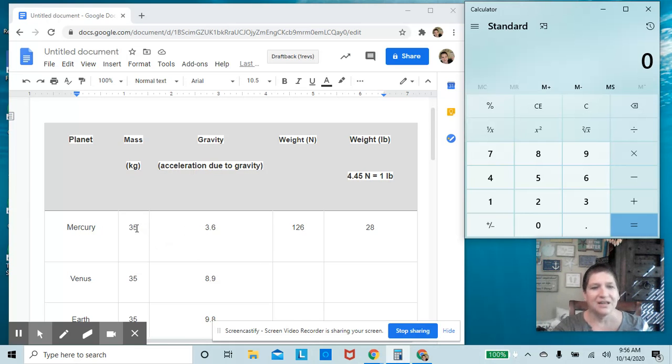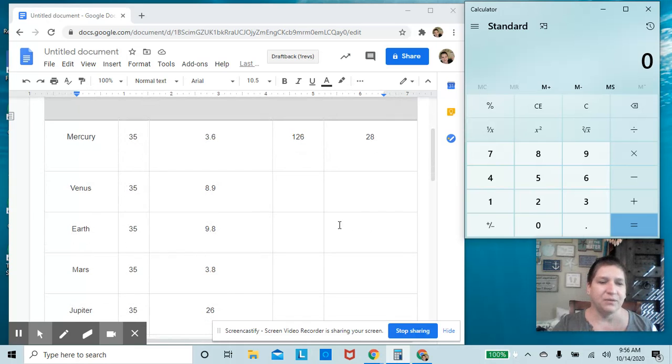All right, so how did they do this? Well, you took the mass, 35, and multiplied that by the acceleration due to gravity on the planet Mercury. So 35 kilograms times 3.6 equals 126. And then I want to convert my 126 newtons into pounds. I'm going to divide that by 4.45. Now I'm going to do the next couple for you.